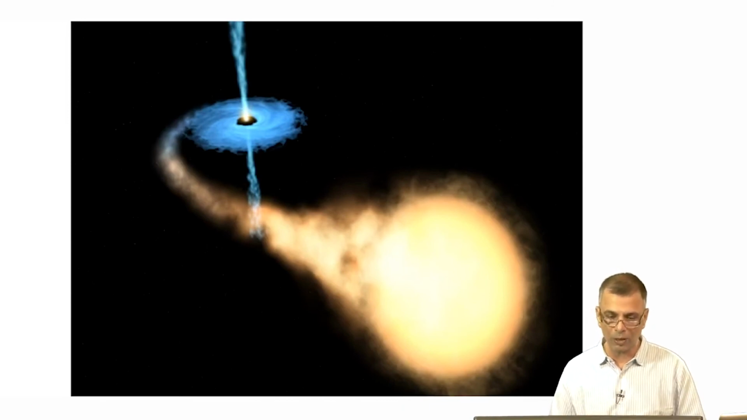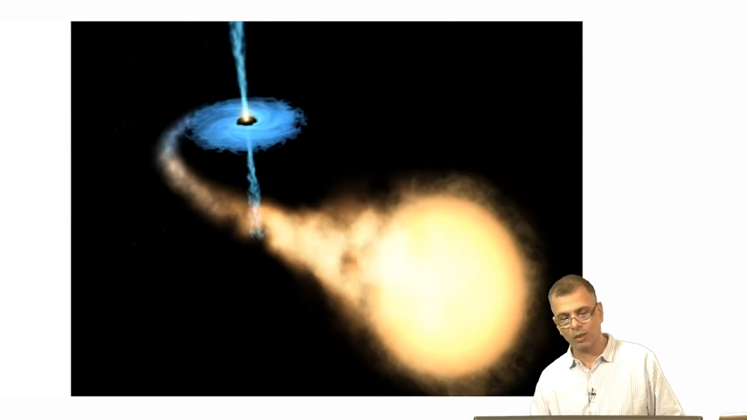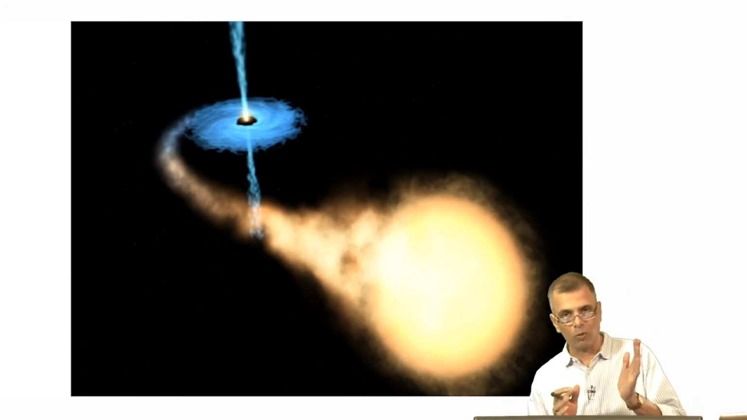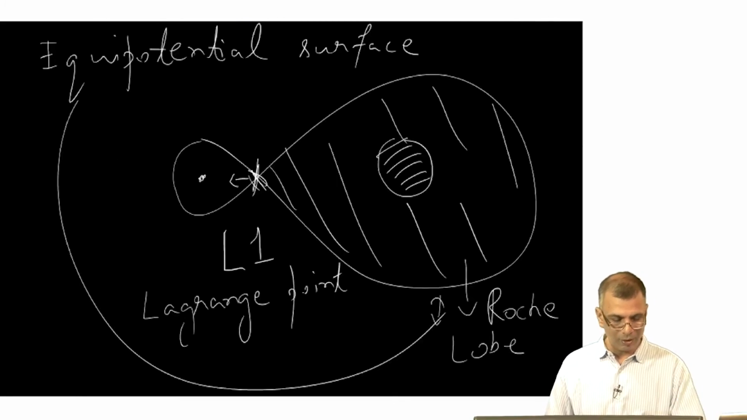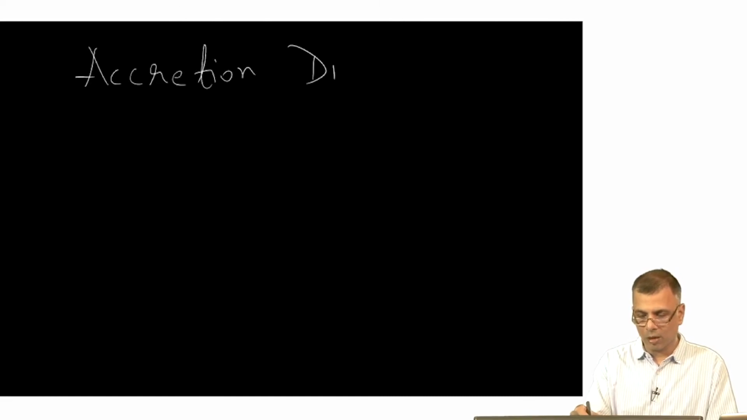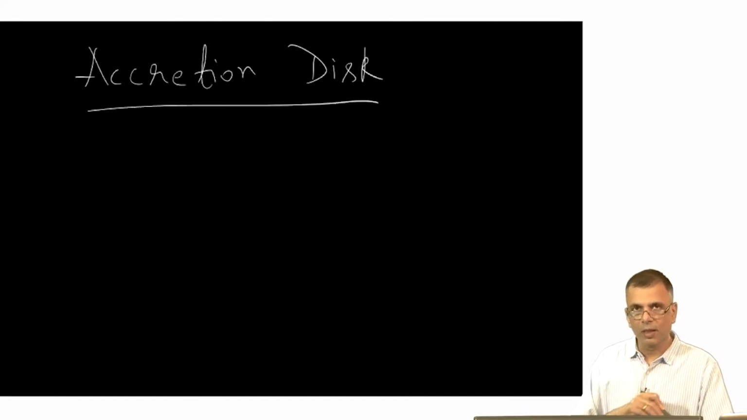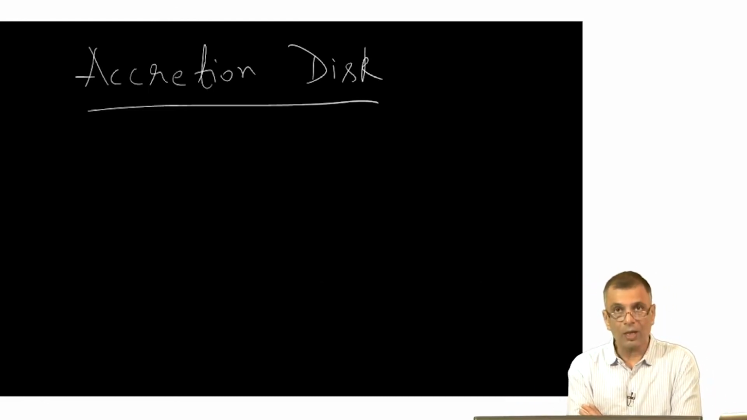You can have torques between the disk and the central object, and this is really fascinating stuff. Sometimes the disk can be tilted and warped and so on and so forth. There can be torques on the disk, but all of this is advanced stuff. We don't want to get into that at the moment. All we really want to focus on is the geometry of an accretion disk. Okay, so we'll discuss an accretion disk in a minute.